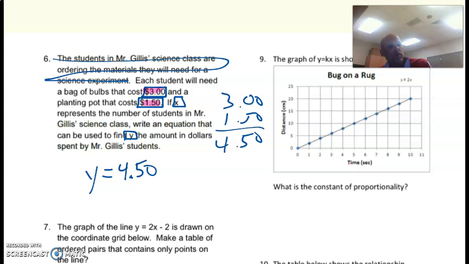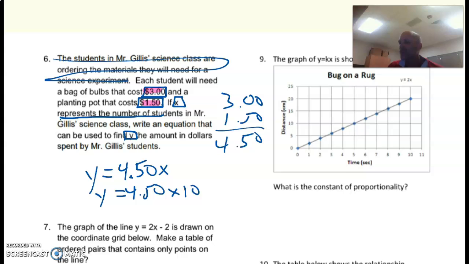Y equals $4.50. Okay, but we don't know how many students there are, and what does it tell us in the problem that represents the number of students? X represents the number of students. So $4.50 per student. So Mr. Gillis is curious, I wonder how much is this all going to cost? Okay, so if there's 10 students, you would do $4.50 times 10, and that would equal your y. Okay, it would be $45 actually. But your answer is actually just the equation.